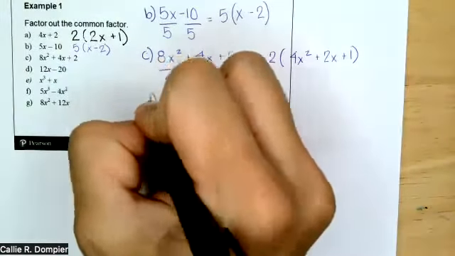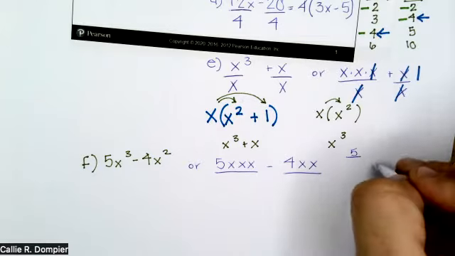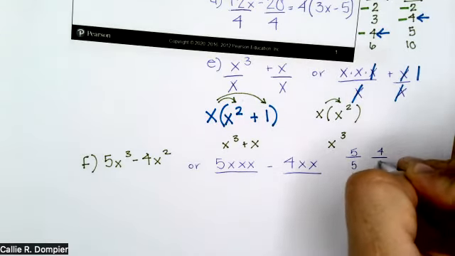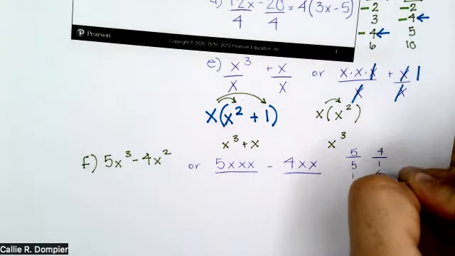5 and 4 don't really have any common factors because the factors of 5 are just 5 and 1. I guess I could write them. And the factors of 4 are 1, 4, and 2. 1 is a common factor, but that doesn't do anything, right? So there's no number that I can divide both 5 and 4 into. I have 3 x's here and I have 2 x's here.